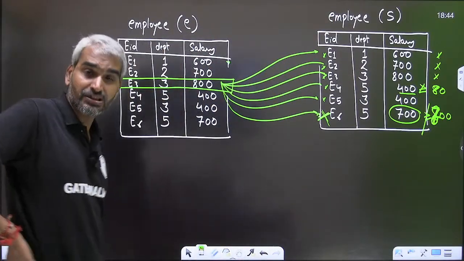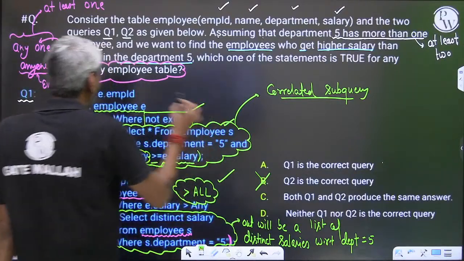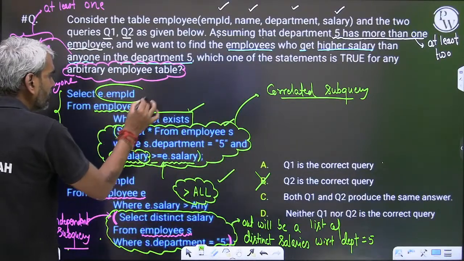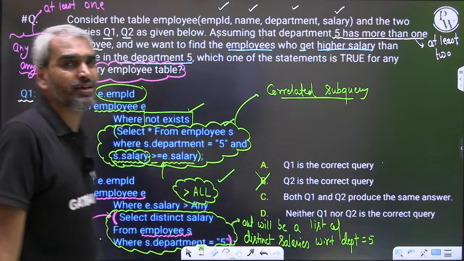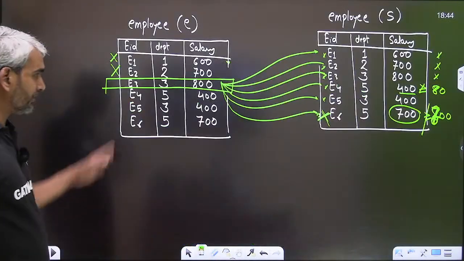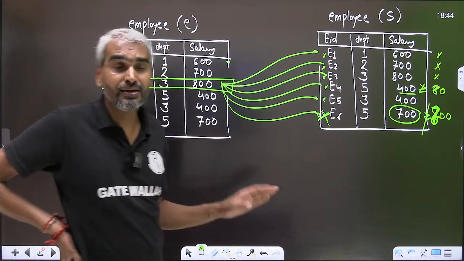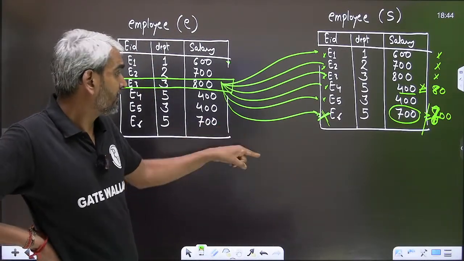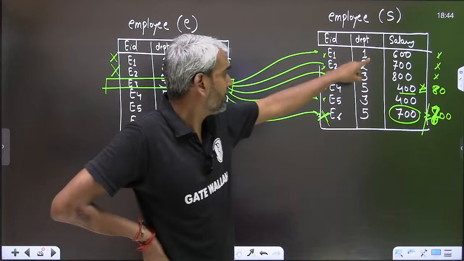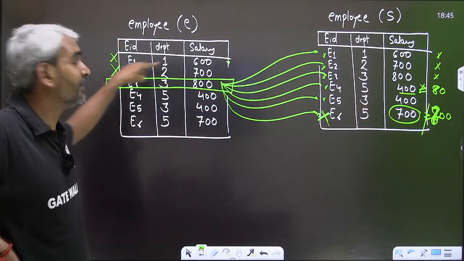That means exists will return false, but not exists will return true, and the employee ID of the corresponding employee will be selected. So that's the idea. You just need to understand. Once you trace this query, you will realize that we are comparing the salary. We are comparing the salaries of the employees of department 5 with the salary of the employee under consideration.